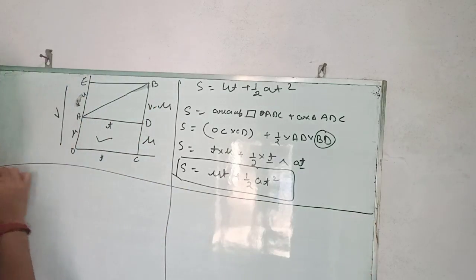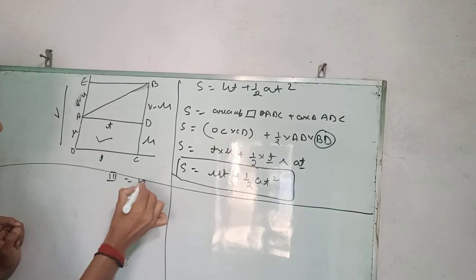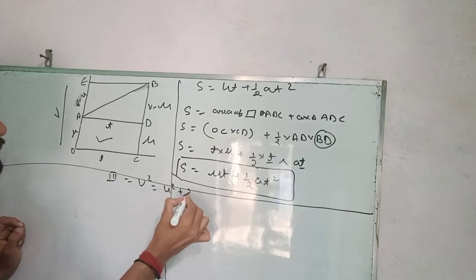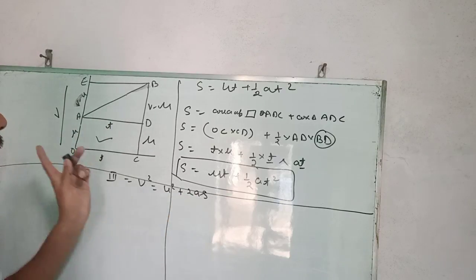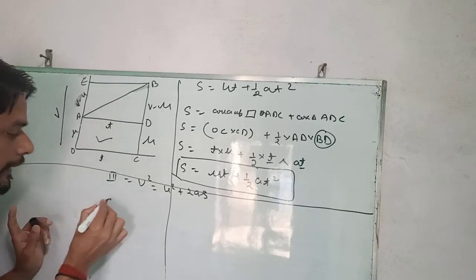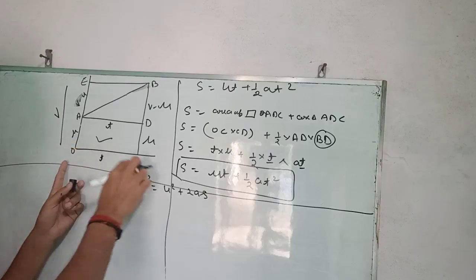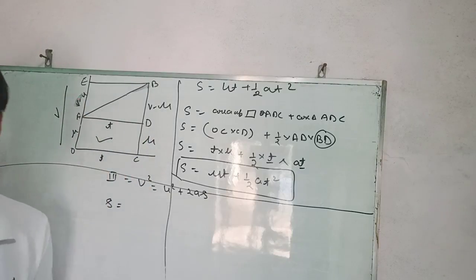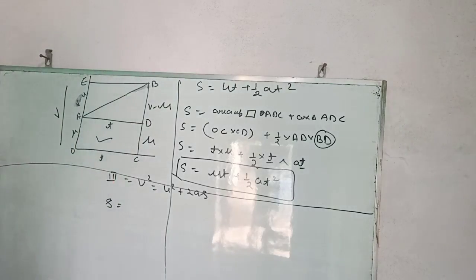Now we prove the third equation of motion, which is V² = U² + 2AS. We find S, where S is the area of trapezium OCBA. So S is the distance covered by the object.